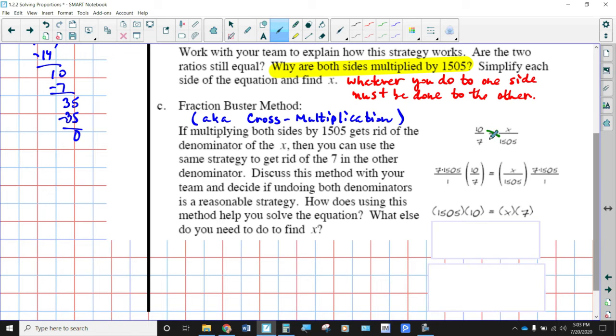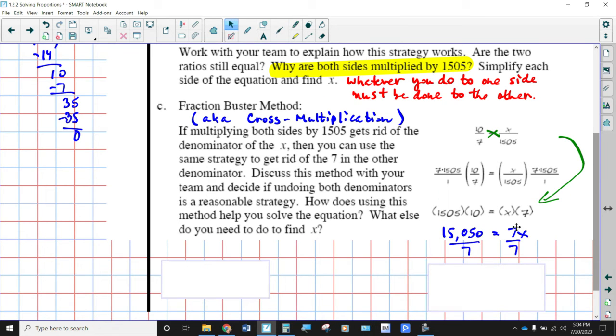You just think about cross multiplication. Eventually, the 1500 cancels out on one side, so you're left with 7 times x. You multiply the 7 times the x, and then the 7 gets canceled over on this side, leaving you with the 10 times the 1505. So that directly becomes this, which you solve by dividing each side by 7, and then you end up with the exact same ratio, right?